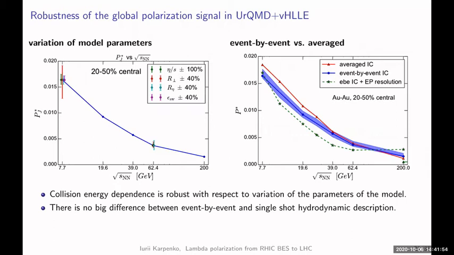So the decreasing trend in the polarization with respect to collision energy is actually quite resilient with respect to the change in the model parameters. What you can see on the right is that if you take average initial state or event-by-event initial state, or if you include the event time resolution, it all changes the results quantitatively, but not qualitatively. So qualitatively, there is always this decreasing trend, and it's very resilient with respect to the model parameters.